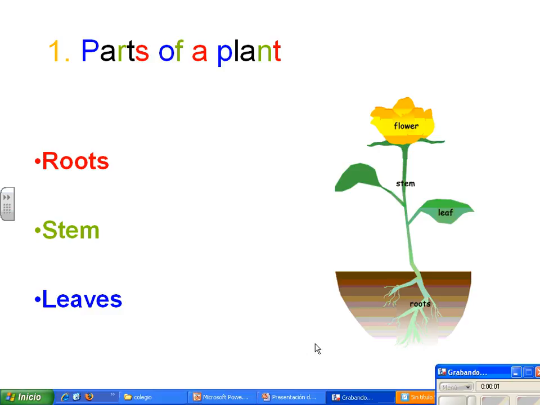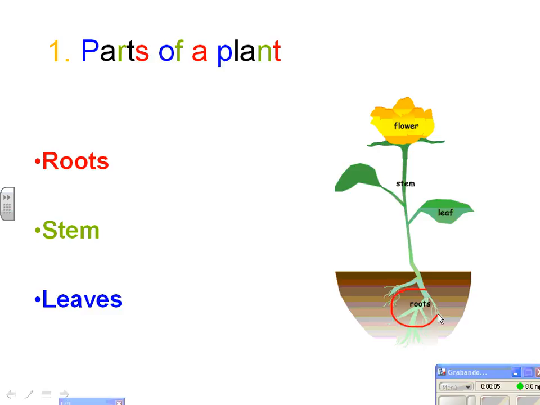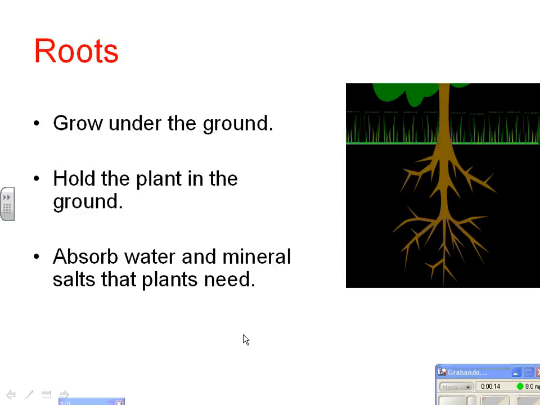Of a plant. There are three very important parts of a plant: the roots, the stem, and the leaves. Roots. They grow under the ground, they hold the plant in the ground, and they absorb water and mineral salts that plants need.